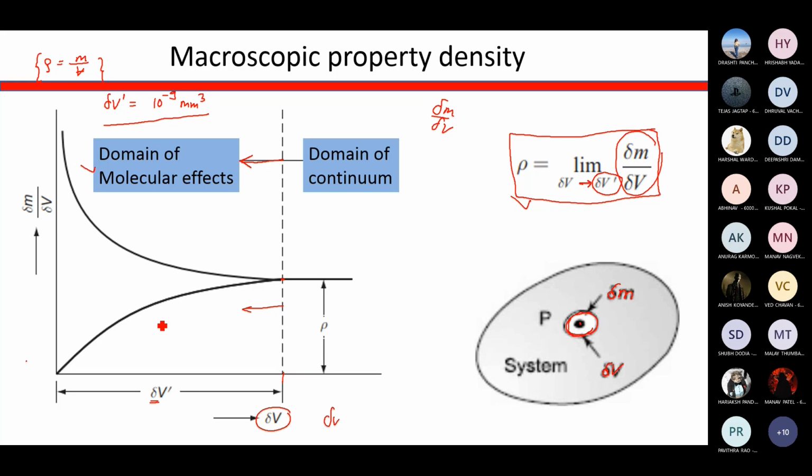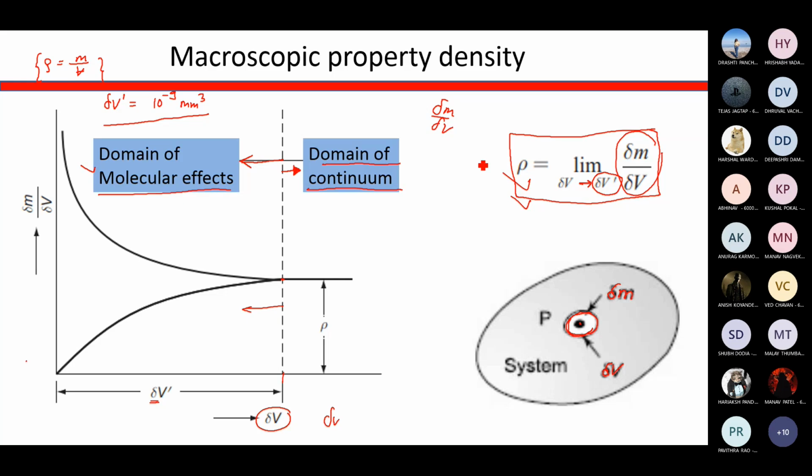I repeat, if your selected volume is less than the limiting volume delta v dash, the molecular effects are going to be dominant. You have to take this into account, right? And if your selected volume is more than the limiting volume delta v dash, then we can say that the concept of continuum is valid. What this domain of continuum is, you will see on the next slide. But from this slide, understand that density is defined using this expression: rho is limit delta v tends to delta v dash delta m by delta v.